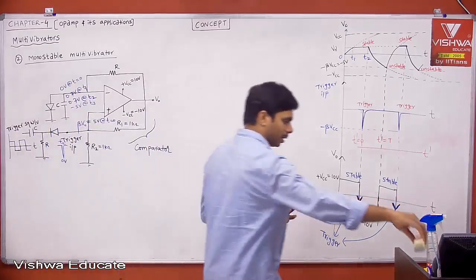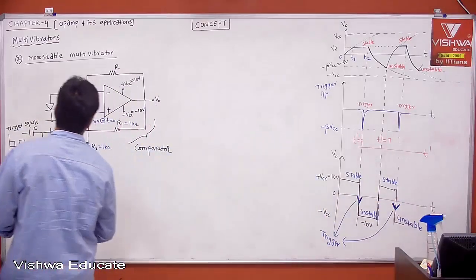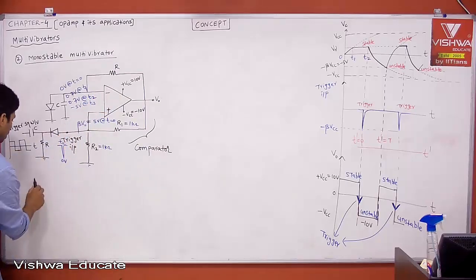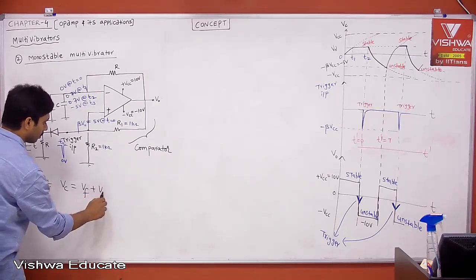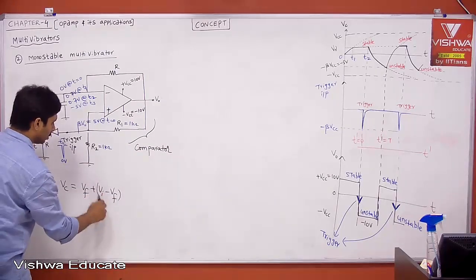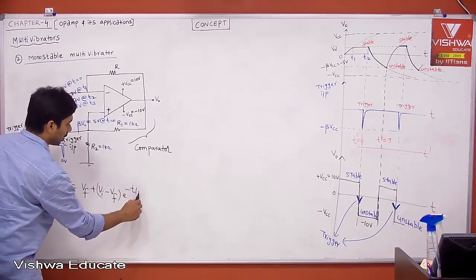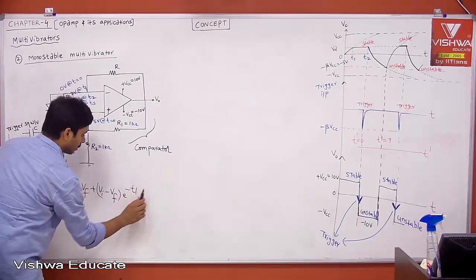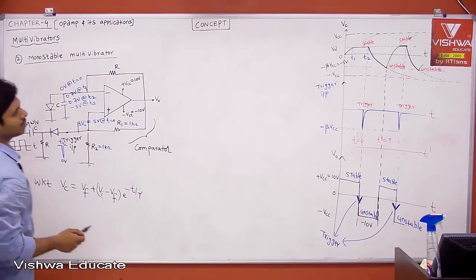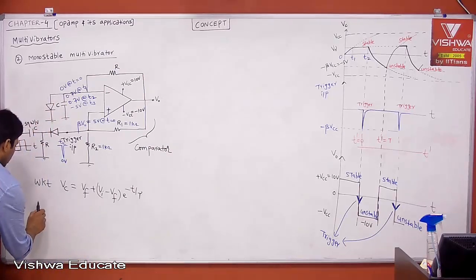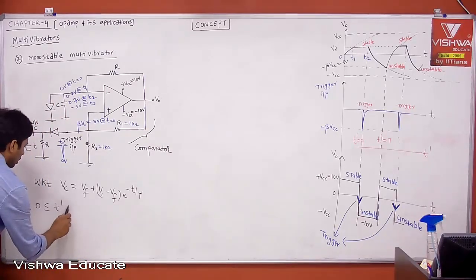Now tell me, what is the voltage across the capacitor? From the waveform, we know that the voltage across the capacitor is equal to V final plus (V initial minus V final) into e to the power of minus t by tau. Right? Therefore, now I am speaking with respect to time, 0 less than or equal to t dash less than or equal to T.